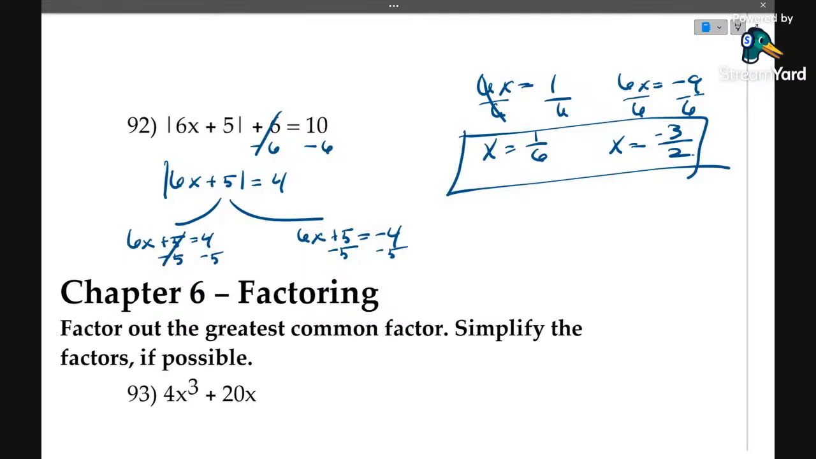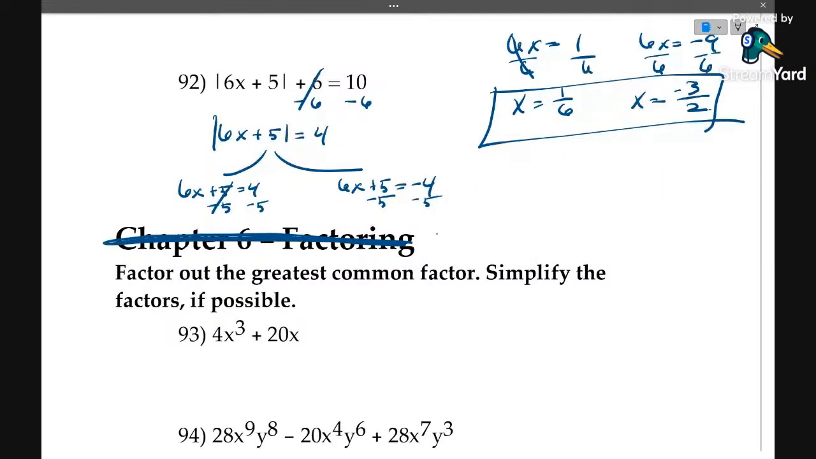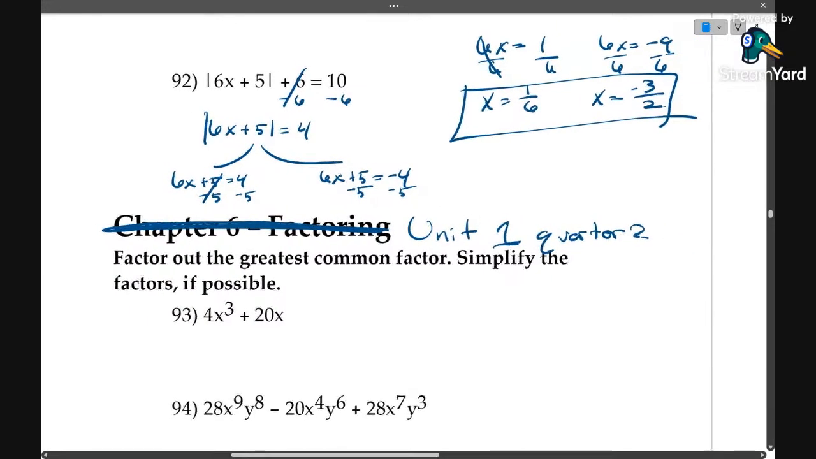This used to be part of chapter 6 in previous years. This is actually just our unit 1 in quarter 2. This is our first unit in quarter 2, but it is just factoring polynomials for the most part and solving polynomials. And we'll pick up from here tomorrow.